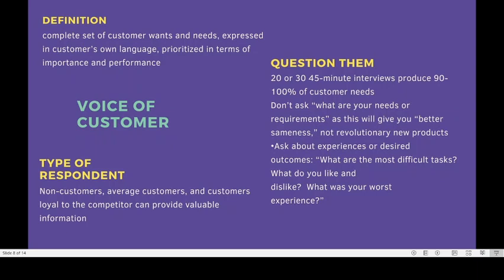For example, the better way for you to ask the question is to focus on the experience of using the products or what is the outcome of it. For example, you can ask, what are the most difficult tasks you are trying to accomplish with the product? Or what do you like? Or what do you dislike? Or what is the best? And what's the worst experience that you have had with this product?